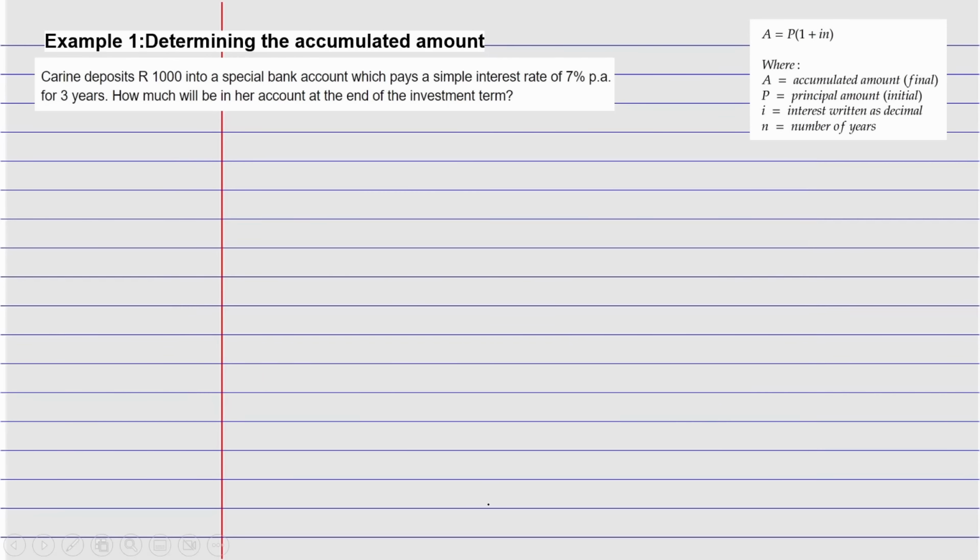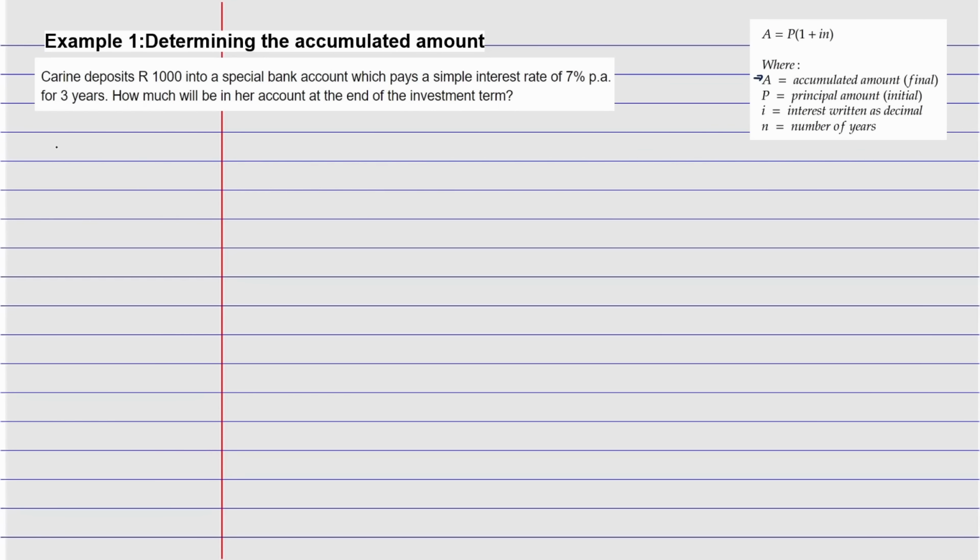So let's just get in and do the first example. In this one, we're determining the accumulated amount, meaning we're determining A. It says Karina deposits 1,000 into a special bank account, which pays a simple interest rate of 7% per annum for 3 years. How much will be in her account at the end of the investment term? So we need to calculate A.